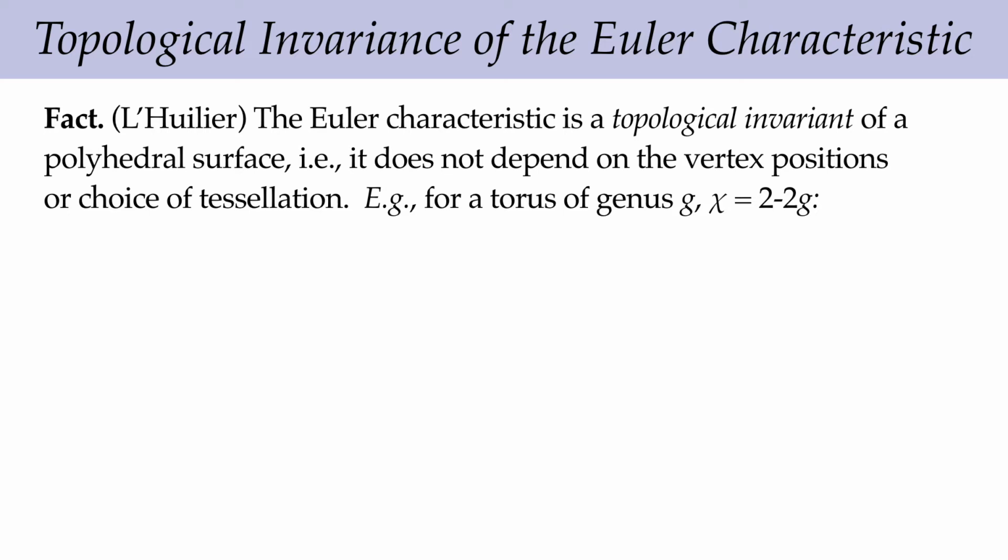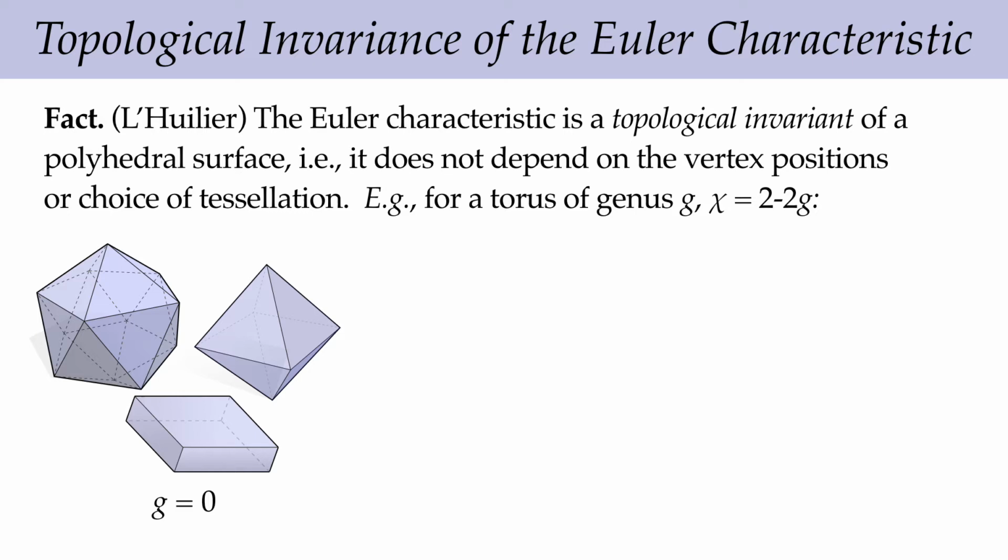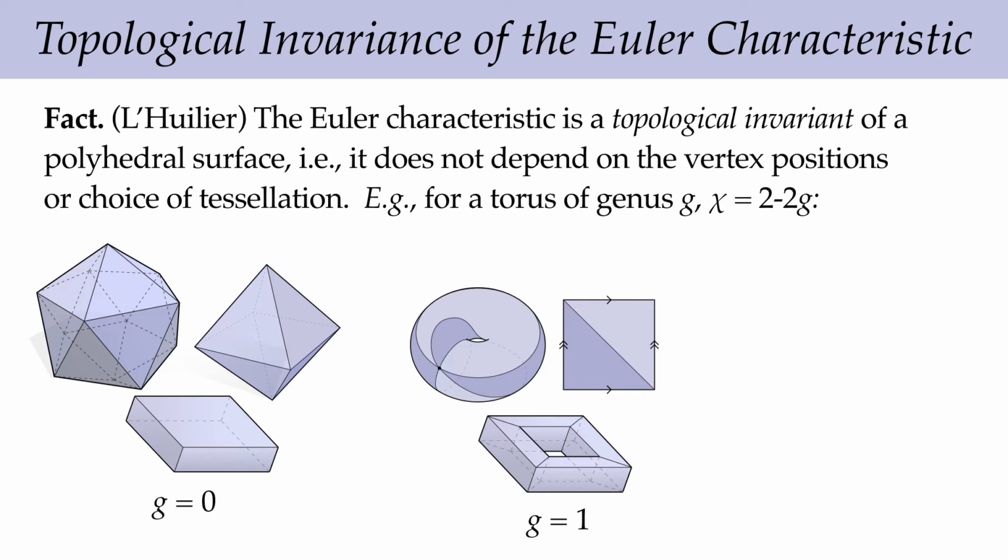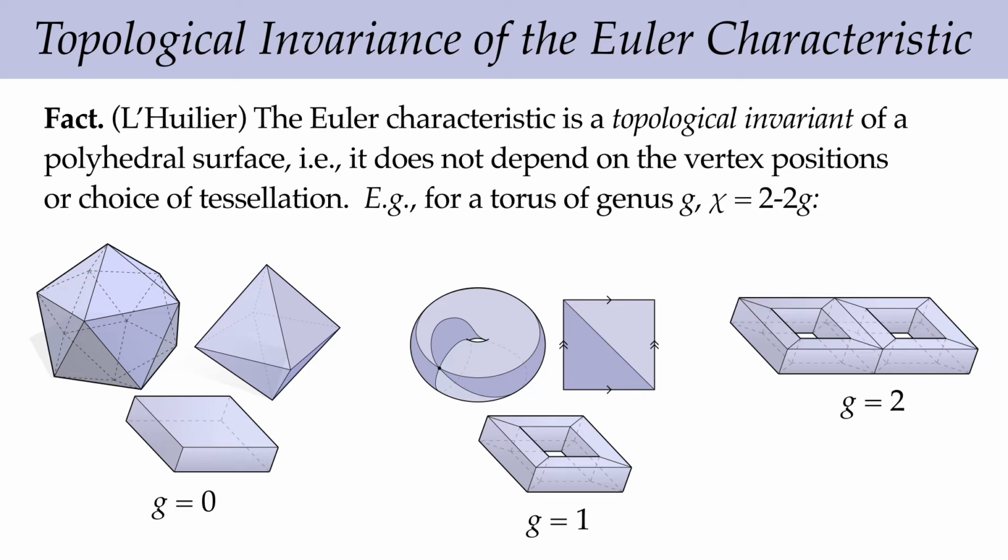For a torus of genus g, for instance, we know that the Euler characteristic chi will always be equal to 2 minus 2g. So for a sphere, which has genus 0, it's actually not a torus, it has no handles, we get an Euler characteristic of 2. For a polyhedral torus, like the one we have here, we get an Euler characteristic of 2 minus 2 times 1, or 0. And for a two-handled torus, we get an Euler characteristic of minus 2. Okay, and again, it doesn't matter if we split, for instance, these quadrilaterals into two triangles, or we jiggle the vertices around, the Euler characteristic will remain the same.